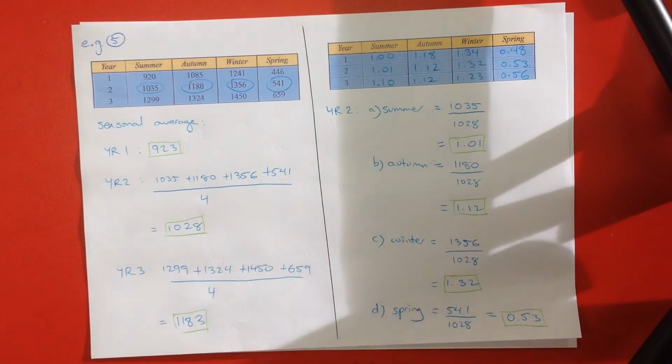That's it for seasonal indices. Now we're going to go over the opposite, which is deseasonalising. How does that affect our predictions?